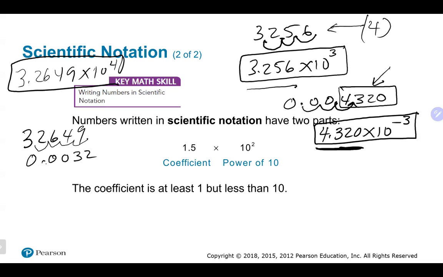Coming this way, we need to go 1 place, 2 places, and 3 places. That gives us 3.2 times 10 to the minus 3. Once again, the original only has 2 significant figures, so does our answer there. Any questions on either of those 2?